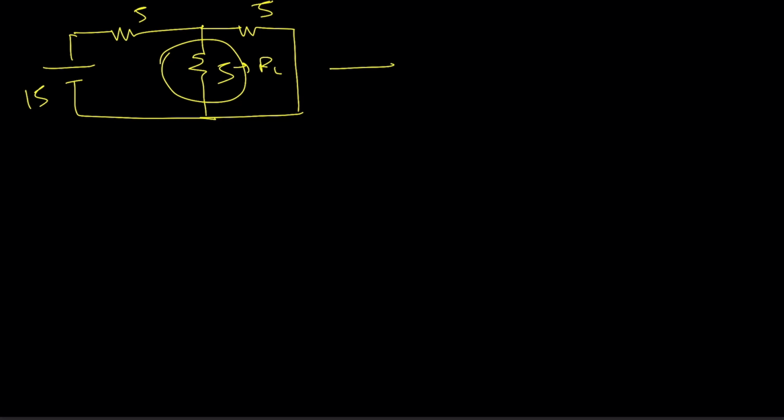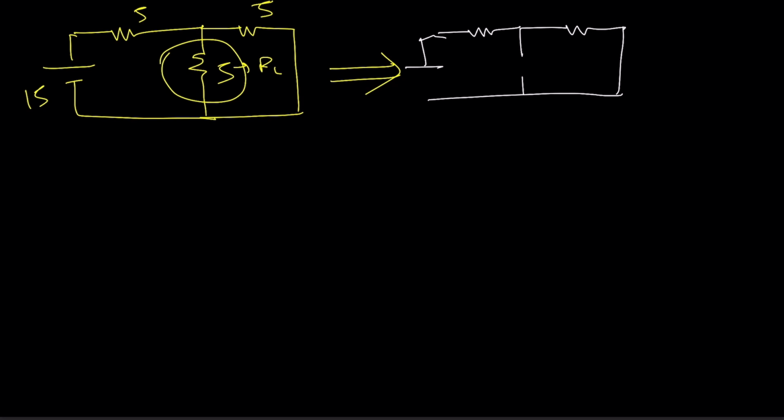So what will be the first step? First step will be remove the load resistance, right? Remove the load resistance. The second step will be what? Second step will be replace the voltage source with its internal resistance. Here is how much? 0 internal resistance.